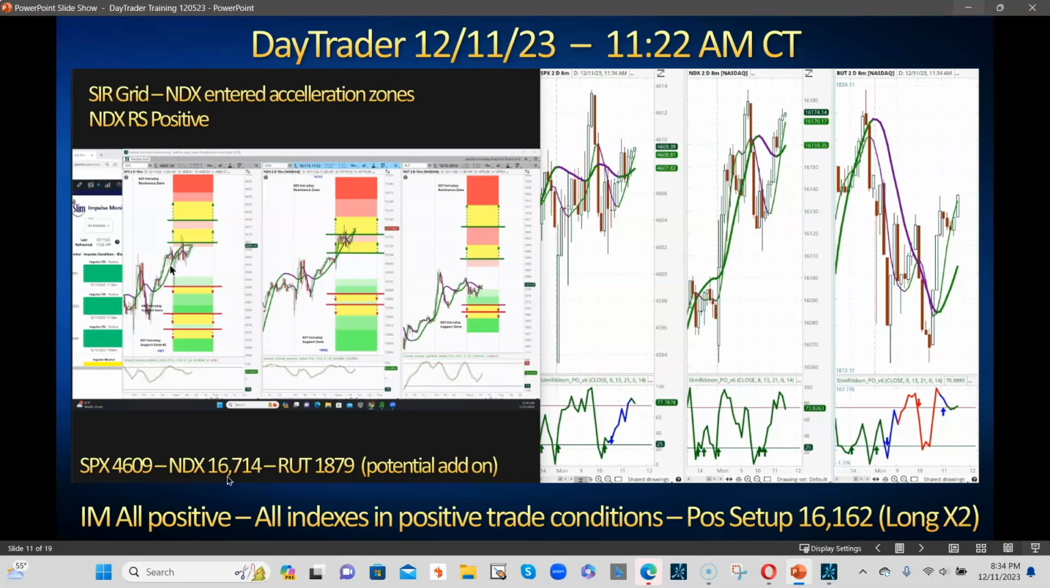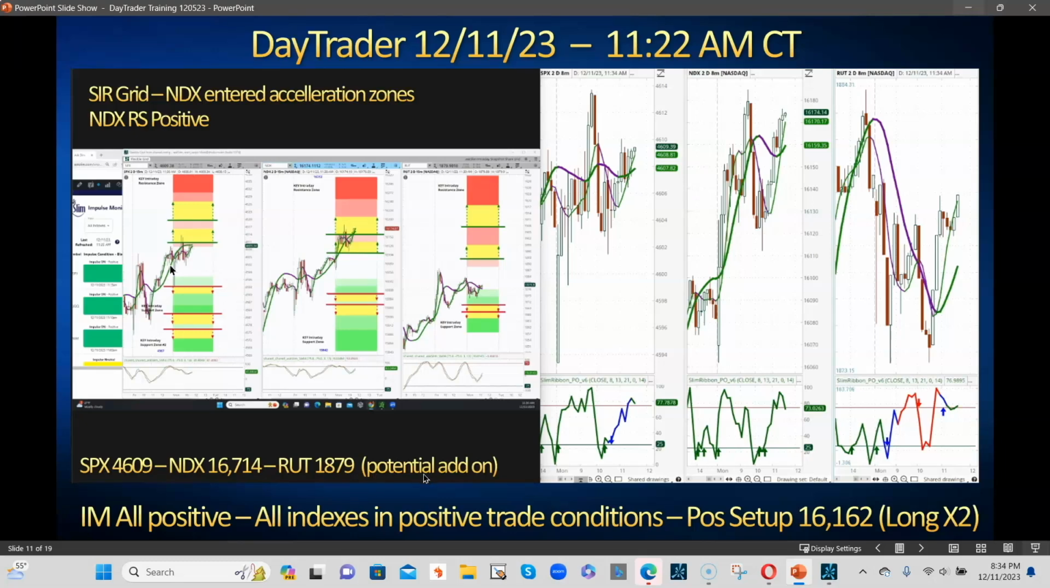So I already have a bullish setup at 16,162 in the NASDAQ. That's the wrong number. It's 16,172. I put in the wrong number right there. So it's up about 12 points at that point. And the S&P 500 is 4609 and the Russell's at 1879. And this is a potential add-on right there. So the NASDAQ has moved up about 12 points.